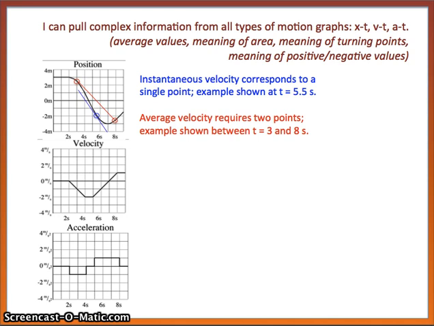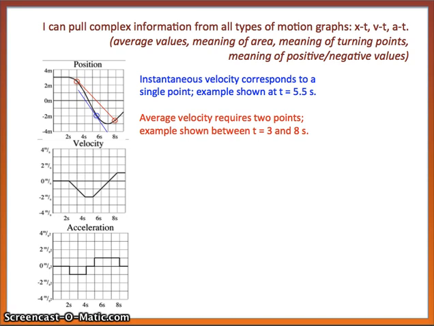The red line is corresponding to two different points. It's showing us the average velocity between t equals 3 seconds and t equals 8 seconds. Okay, so the object doesn't have that same value of velocity during that entire interval of time. It's just saying on average that is the velocity that it had. Whereas the blue line, the tangent line, is associated with a very specific moment in time, and that's what we call that instantaneous velocity. We'll talk more about these ideas as we get into our calculus discussions later in the year.